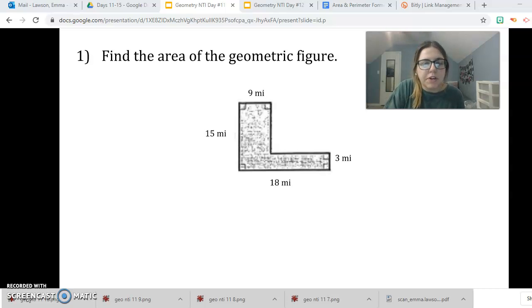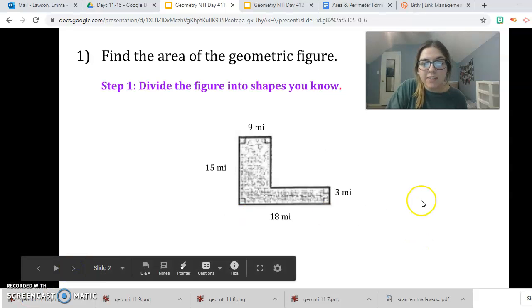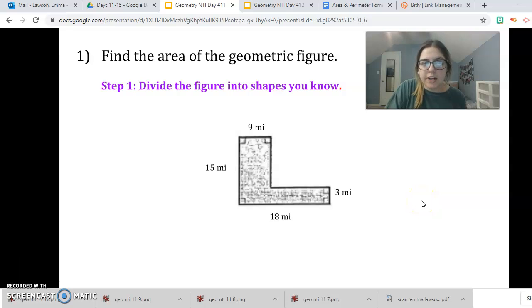All right, so it's a weird looking figure, and we don't really know how to find the area of this, right? So, step 1, we have to divide this figure into shapes that we know, okay? Shapes that we know how to find the area and perimeter of. And luckily, I did make an area and perimeter formula sheet, and I will upload it when I upload this video, okay?